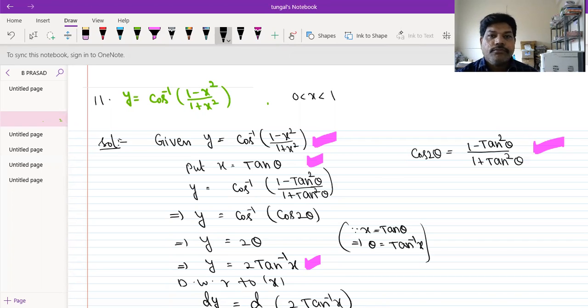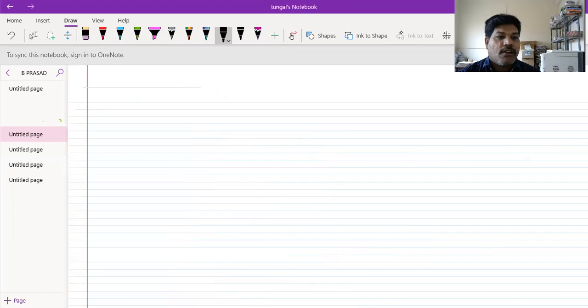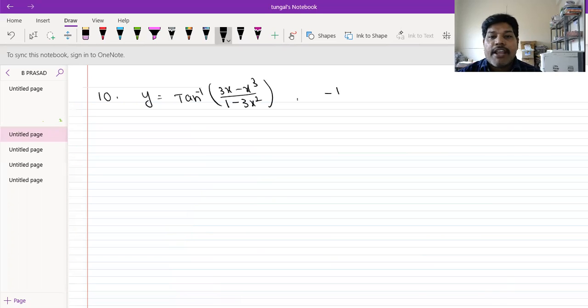So see the next question. What is the question number 10? So what we missed is question number 10. y is equal to tan inverse of (3x minus x cube) by (1 minus 3x square), with minus 1 by root 3 less than x less than 1 by root 3. So this is the domain of this function itself.